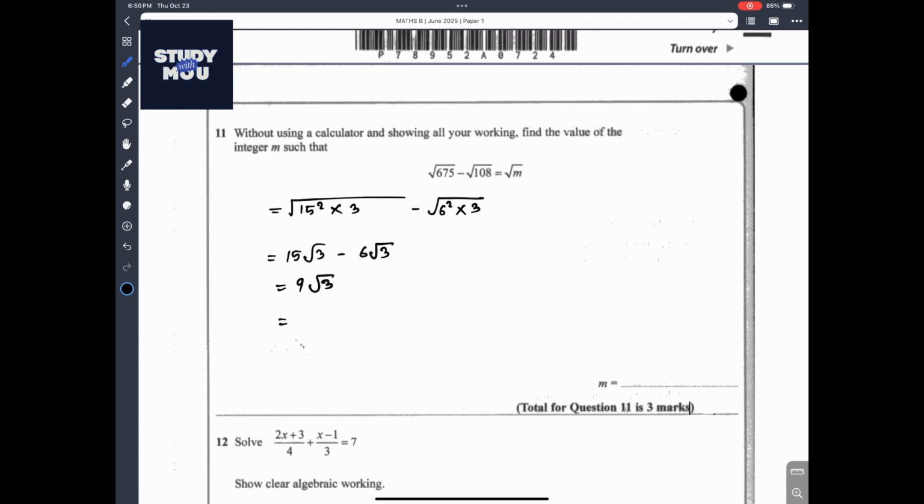Okay, so what they asked is that this whole value should be under a root, to find root m, or to find m basically, because they asked what m is. We need to take the 9 under the root, 9 squared times 3, which is 243. m is equal to 243.